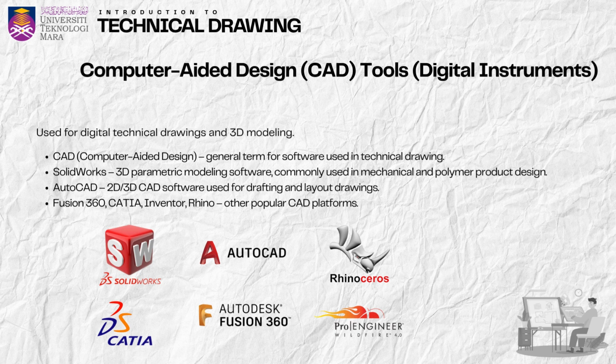One of the most popular CAD tools used in mechanical and polymer product design is SolidWorks. This software uses something called parametric modeling, which means that the shapes and dimensions of your design are linked, so when you change one part of the design, the rest updates automatically. It's great for designing complex parts like plastic casings, bottle caps, or mechanical assemblies, and is widely used in polymer and manufacturing industries. Next, we have AutoCAD, which is one of the earliest and most well-known CAD platforms.